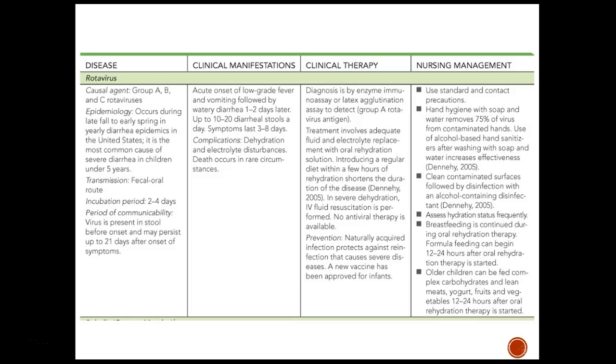In terms of nursing management, we have to use standard and contact precautions because this is a fecal-oral route transmission. We want to encourage hand hygiene with soap and water. So almost just like your C. diff, we want to encourage the soap and water for this type of virus. And it will actually remove 75% of the virus from hands if we use soap and water. So we want to follow up with an alcohol-based hand sanitizer after washing with soap and water so that we can increase the effectiveness of our hand hygiene.